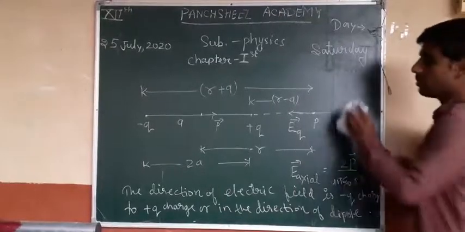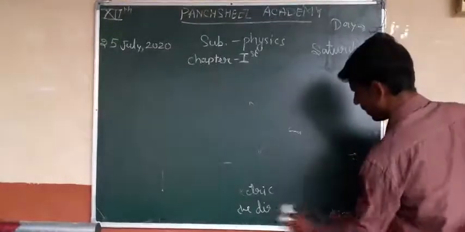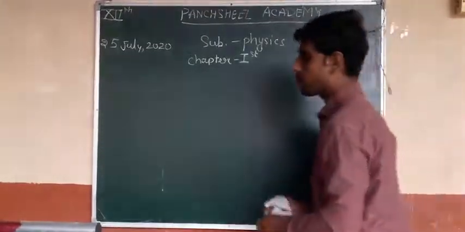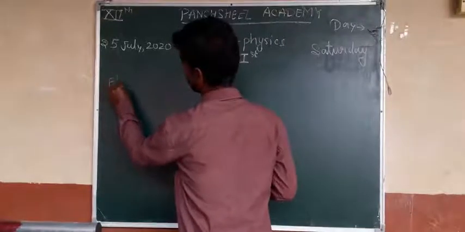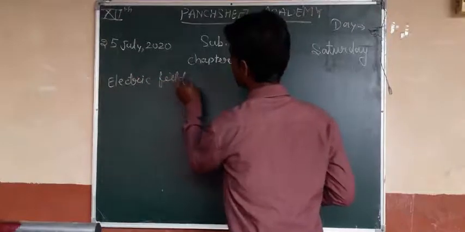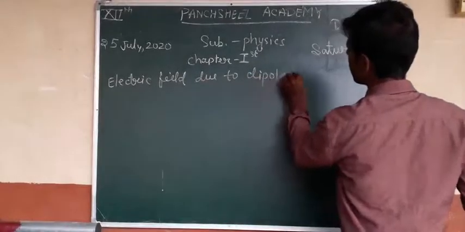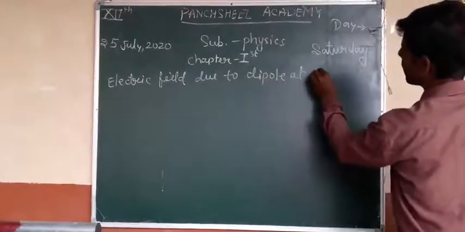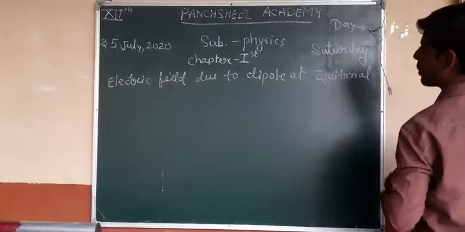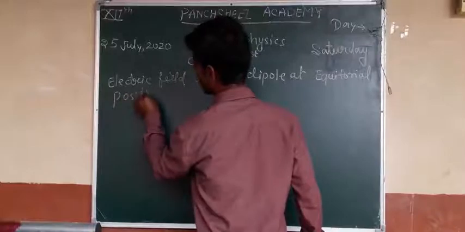Now our next topic is electric field due to dipole at equatorial position. Equatorial means end on position. Electric field due to dipole at equatorial position.